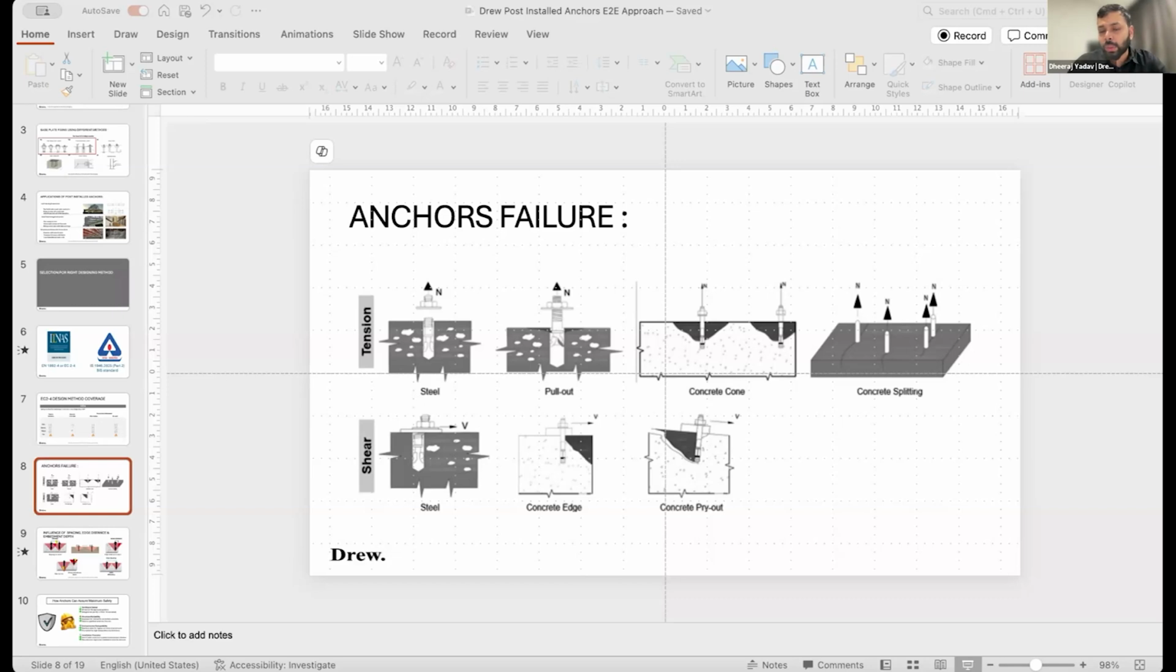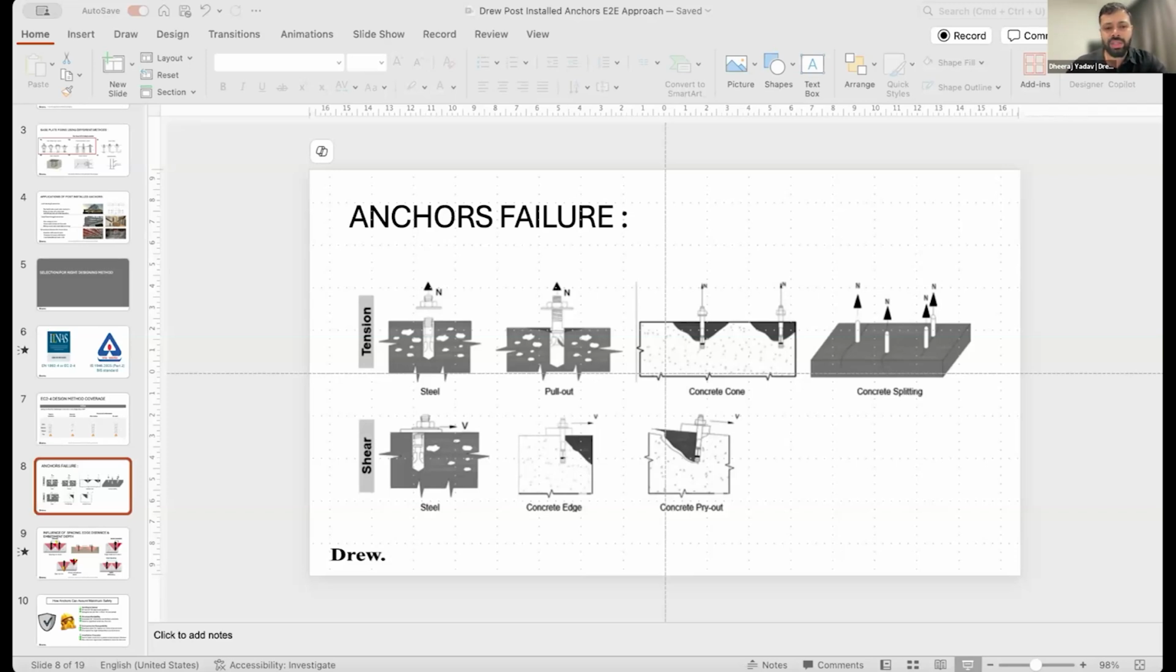Then comes the concrete cone, as all of us understand. In childhood, we must have pulled a plant out of a flower pot, and along with the root you see soil attached to it in a triangular or conical form, right? So this is basically called concrete cone failure. This is a failure in the base material. Then comes the last failure mode, which is concrete splitting. Concrete splitting actually happens when you place two anchors very close to each other, or there is a failure mode in concrete. So now let's move towards the second failure mode, which is shear.